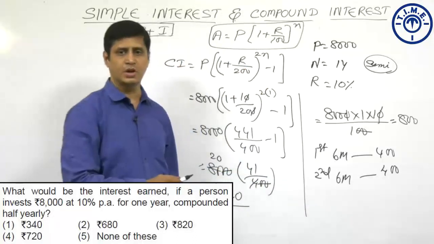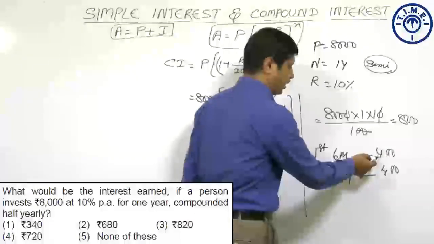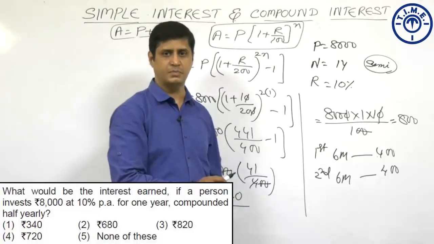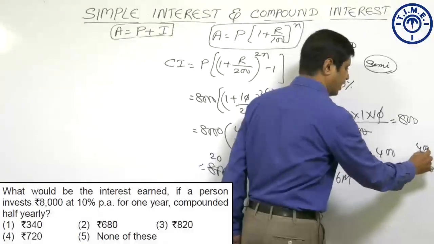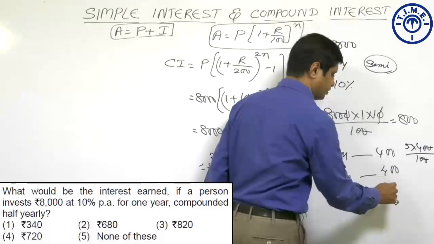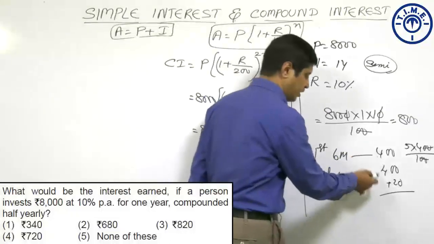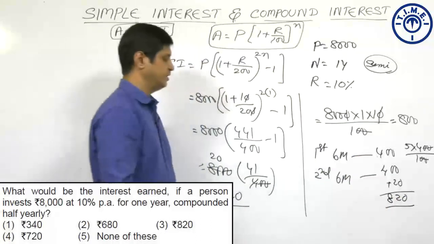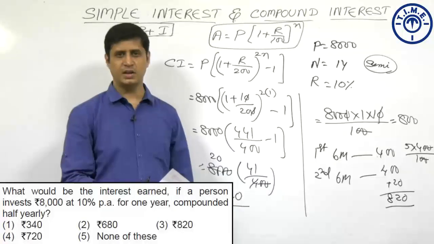What is the difference between simple interest and compound interest? In compound interest we need to charge interest on the previous interest. So, what is the previous interest? 400. On this 400, we need to charge interest. What is the rate of interest? 10% per annum, and for half a year the rate of interest becomes half, 5%. 5% of 400 is equal to 20 rupees. So, 20 is the additional value. Now, the sum of all these parts: 400 plus 400 plus 20 is 820. That is the compound interest on a half yearly basis for a period of 1 year on rupees 8,000 at a rate of 10% per annum.